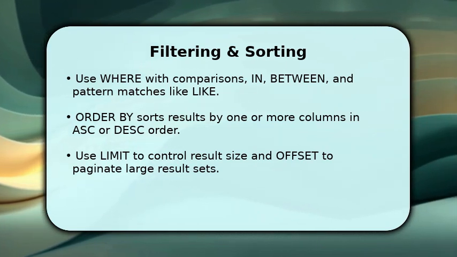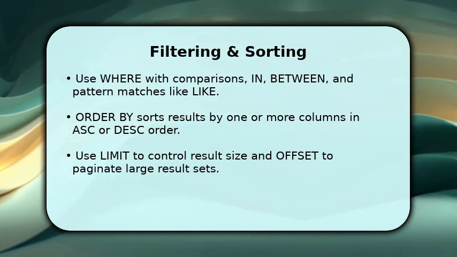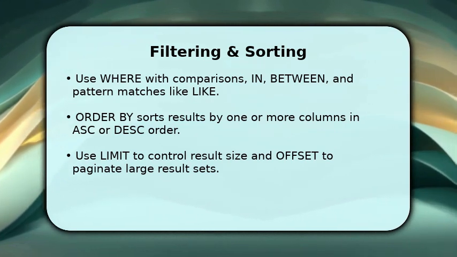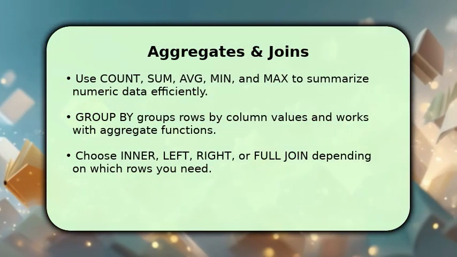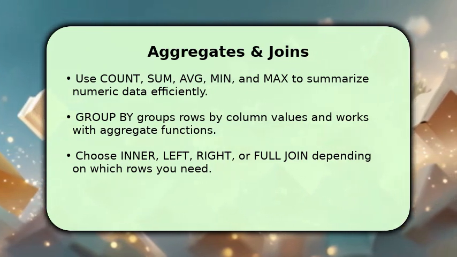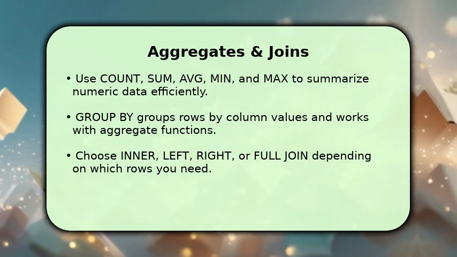When using like, avoid leading wildcards for better performance. Test filters on small samples, then expand them to full datasets to verify accuracy and speed before deploying to production. Aggregates let you summarize large datasets quickly, so pick the right function for your goal. Group data with group by to compute totals per category and use having to filter groups.